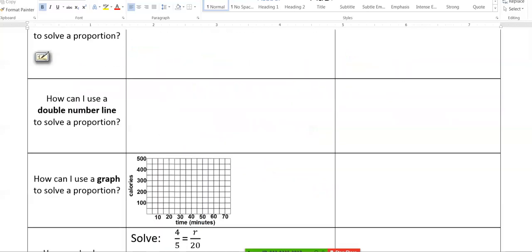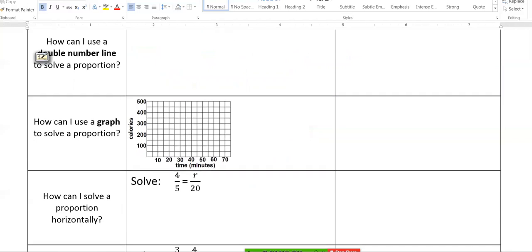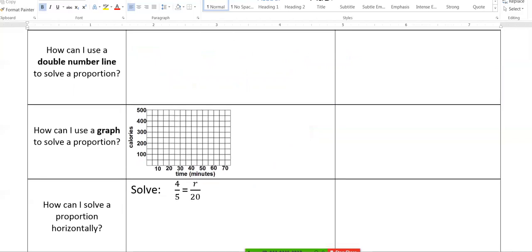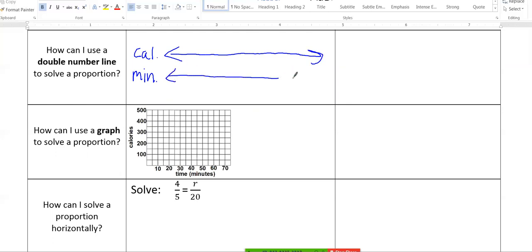Keep on blowing through. How can I use a double number line to solve a proportion? Well, using the same example we were just on, where we had calories and we have minutes, instead of using a table, we can use something called a double number line. That means you have 2 number lines that are stacked on top of each other. And what we do is we make an association between calories and minutes, the one that we're given. So for instance, in this one, we had 100 calories in 15 minutes. Down the number line, you're going to have a place where you have 60 minutes, right? And so it's the same kind of idea.